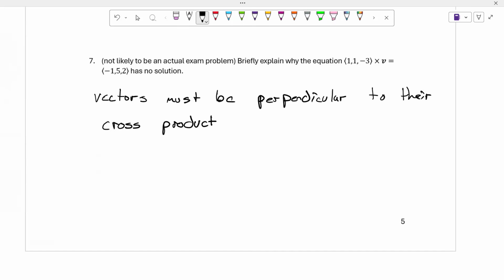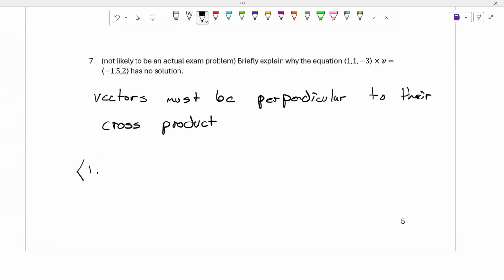So if I could just show that those 2 vectors are not perpendicular, I'd have provided enough justification to say there's no solution. The easiest way to check if 2 things are perpendicular is really to just take their dot product. If 2 things are perpendicular, the angle between them should be 90 degrees or pi over 2 radians, which means the dot product should be 0.